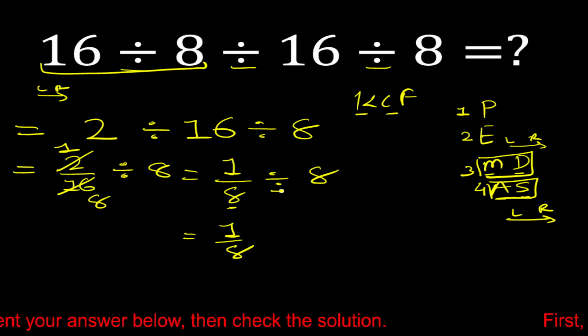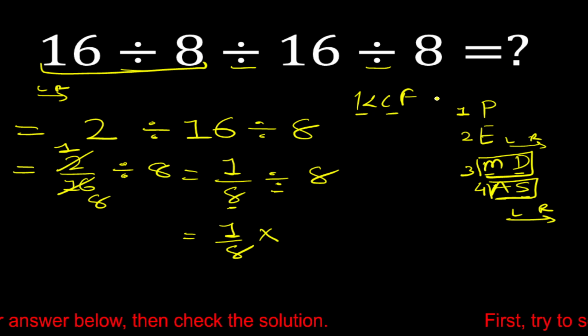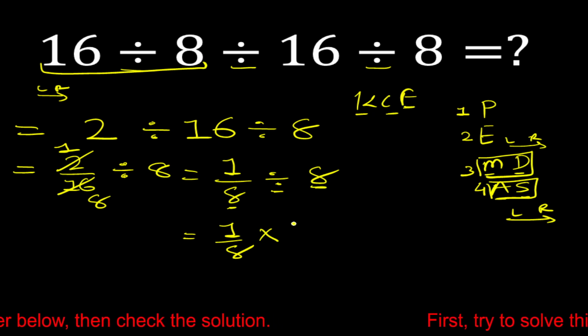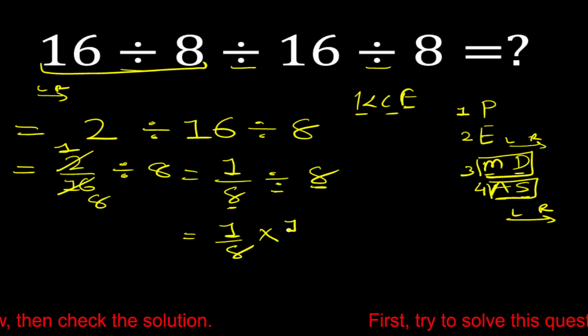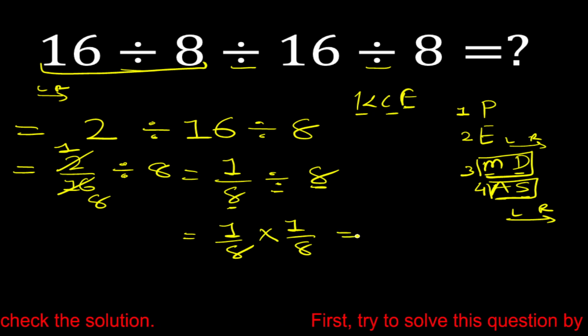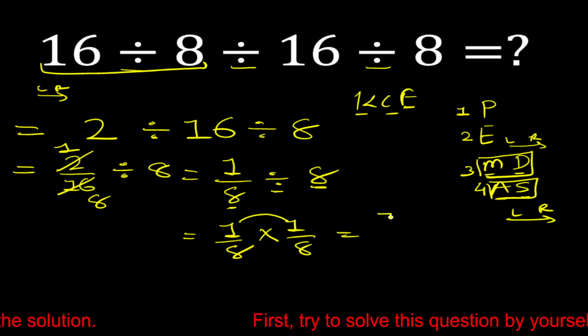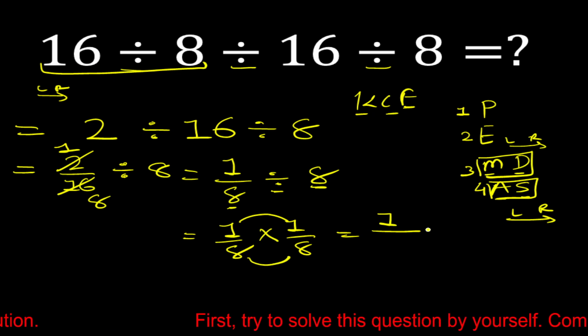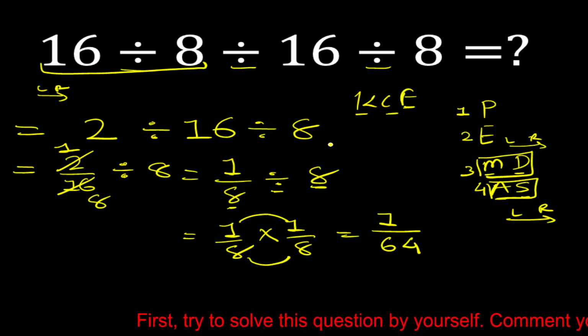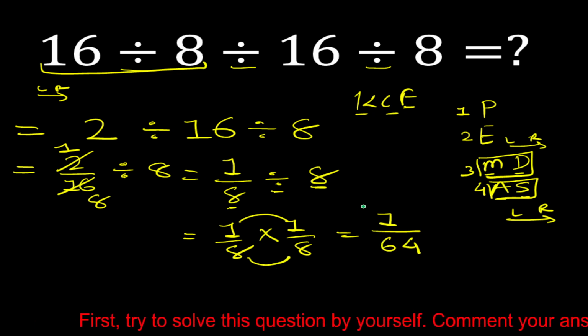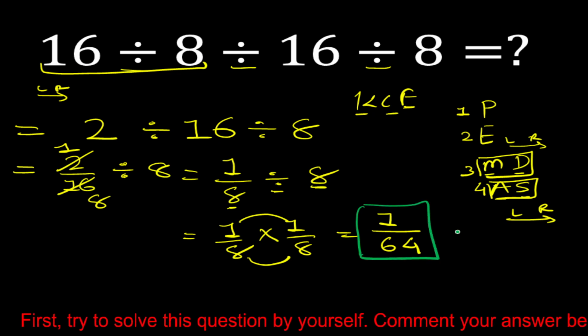C means change this sign from division to multiplication. F means flip this last fraction, 8 is equal to 1 by 8. Now 1 multiply 1 is equal to 1. 8 multiply 8 is equal to 64. So the correct answer is 1 by 64.